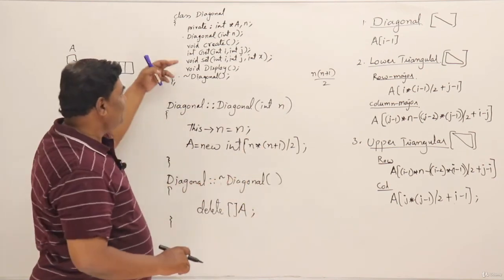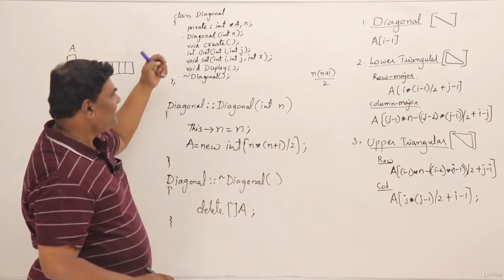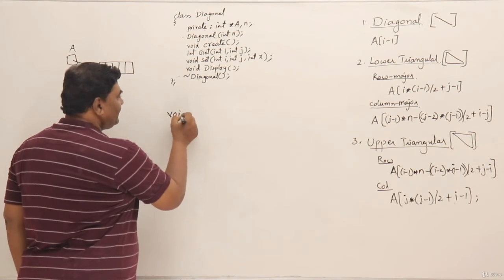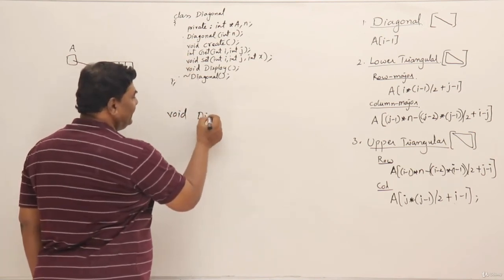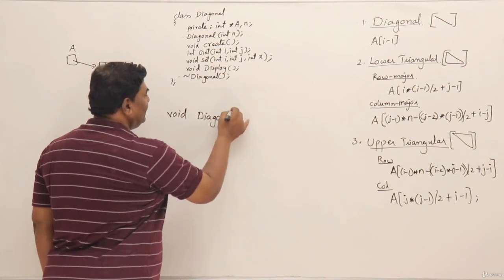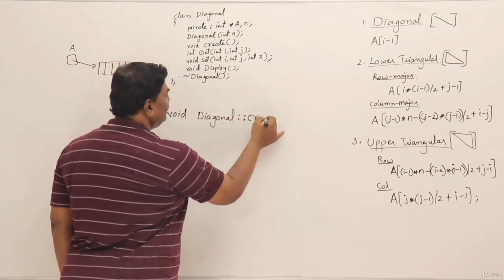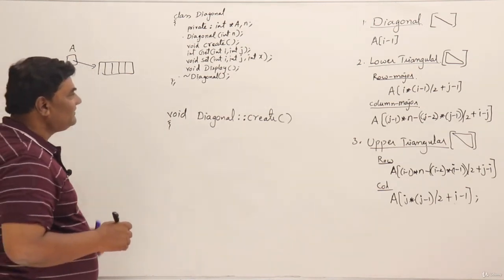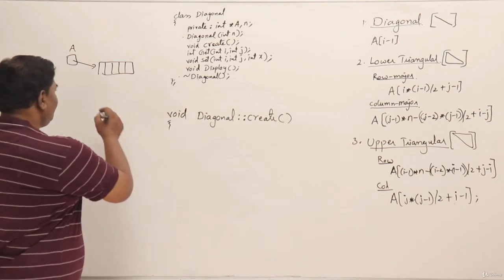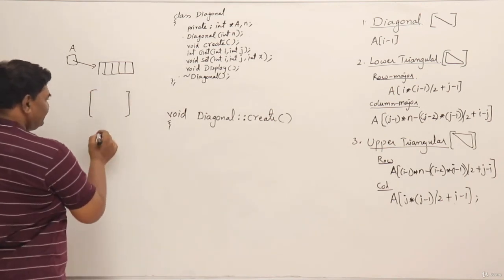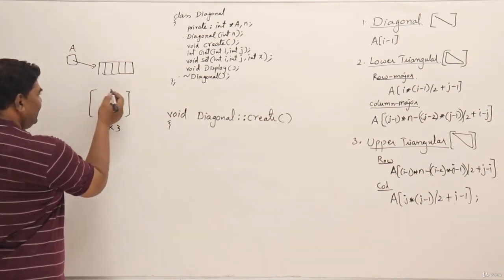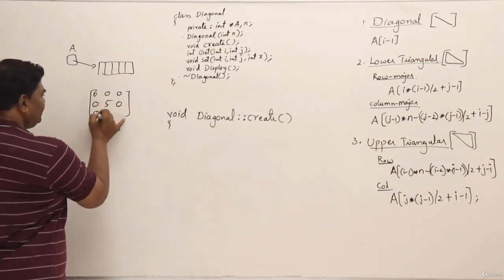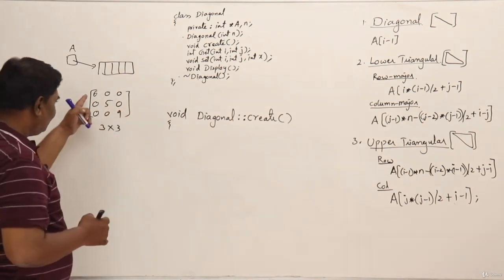Next, I have to implement create function. So I will pick up create function. I will remove this and implement create function. For create function, return type is void and the class name diagonal and then the function name create. So I am saying that create means reading all non-zero elements and filling them in this array. But actually it is for diagonal matrix. Yes, diagonal matrix. Suppose it is 3 cross 3, then this will have some element here. Let us say 6 and 0, 0 and 0, 5, 0, 0, 0, 9. So only diagonal elements are there.